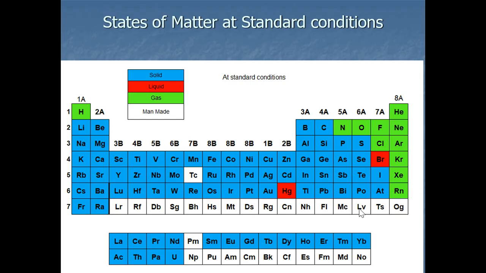So let's break the table down one more time. So this is what we need. You need to know where on the periodic table are the solids, where are the liquids, where are the gases, also where are the man-mades. On our periodic table, they're clearly labeled, but they are black, red, blue, and white.